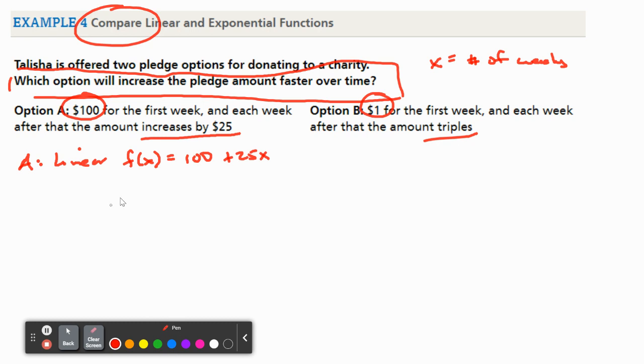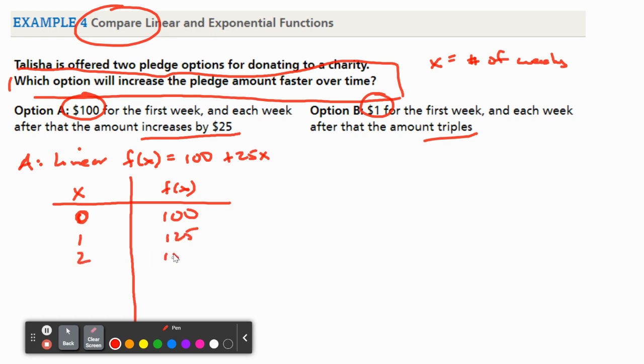Okay. So let's do the first couple. So let's have a week, so your x and your f of x. So this would be the week, and this would be the amount. So first, we let 0 be the initial amount, and that's $100. So once 1 week passes, you're going to add 25 to that. That's 125. After 2 weeks, that's another $25, 150. 3 weeks, 175. 4 weeks, 200.